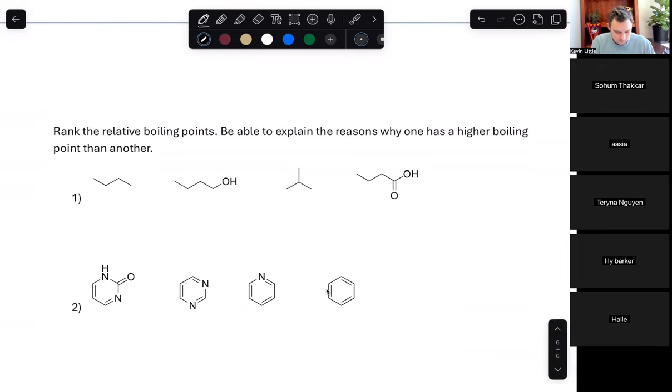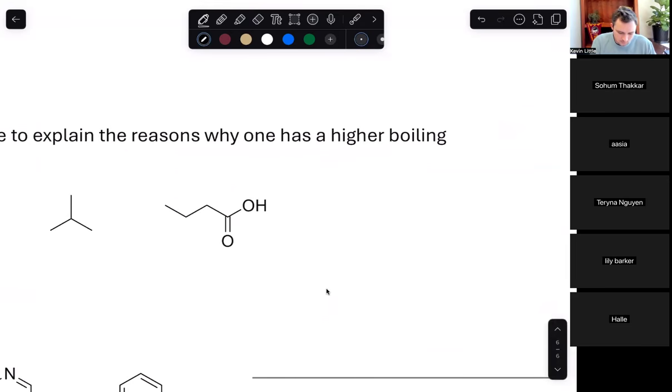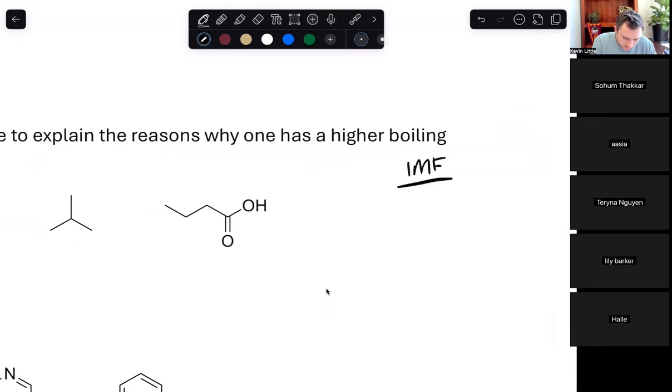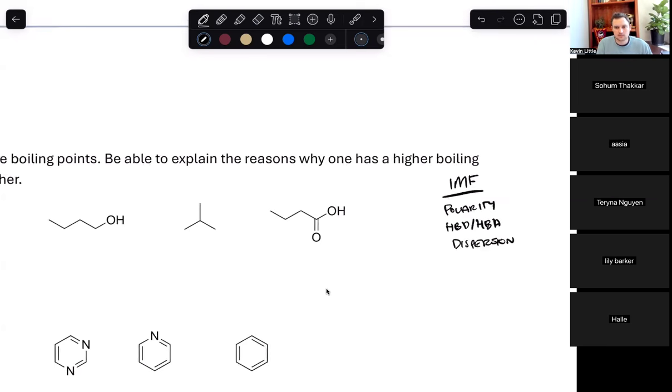Boiling points. So, the IMFs that I care about: we've got polarity, we've got hydrogen bond donors and hydrogen bond acceptors, and we've got London dispersion forces. Let's call it dispersion. So really those are kind of the main ideas, right?